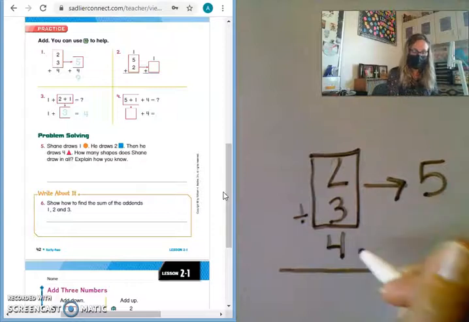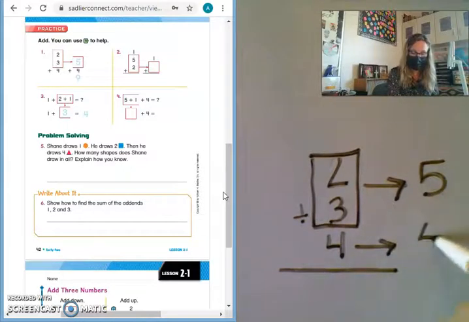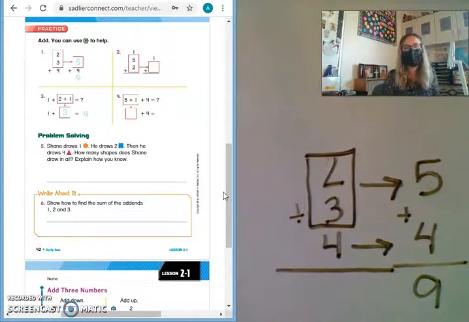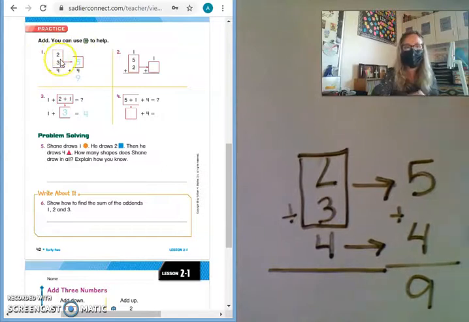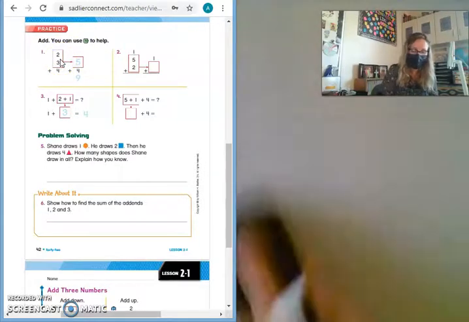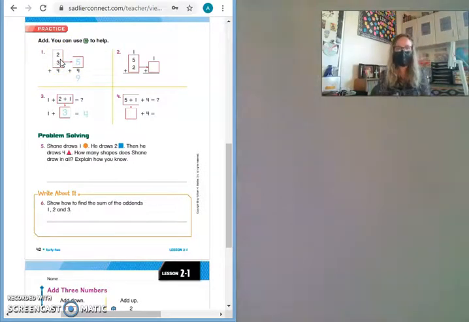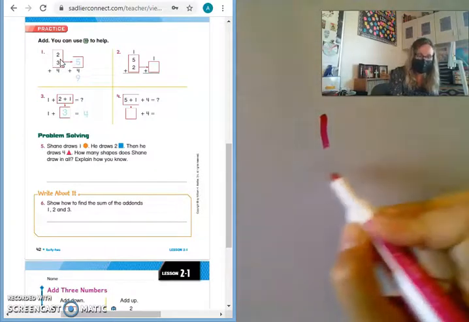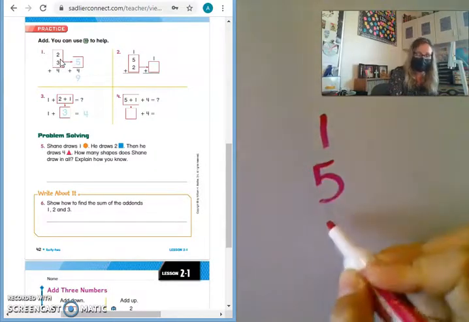5. Then they brought over the 4, because you don't want to forget about the 4. And altogether, 5 plus 4 equals 9. So go ahead and trace those numbers for number 1. And then I'm going to get number 2 written up here. Okay. So for number 2, we have the numbers 1 plus 5 plus 2.